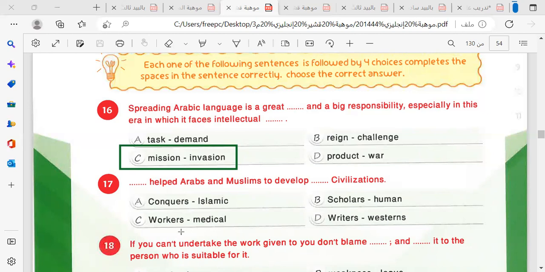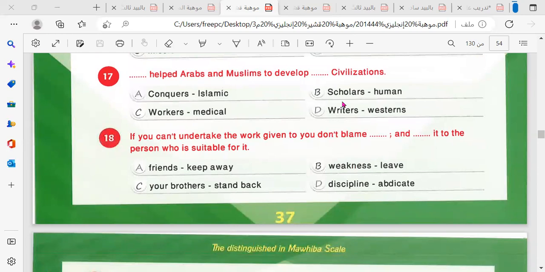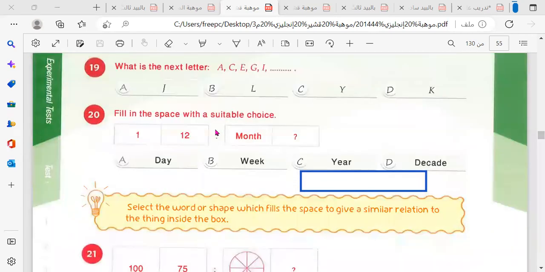Salam alaikum. Okay, can you read number 17? Blank helped Arabs and Muslims to develop blank civilizations. Yeah, B. The answer is B. Right, good. Okay, can you complete number 18? If you can't undertake the work given to you, don't blame blank it to the person who is suitable for it. Don't blame. Yeah, the answer is D. Right, good. Thanks, Muhammad.